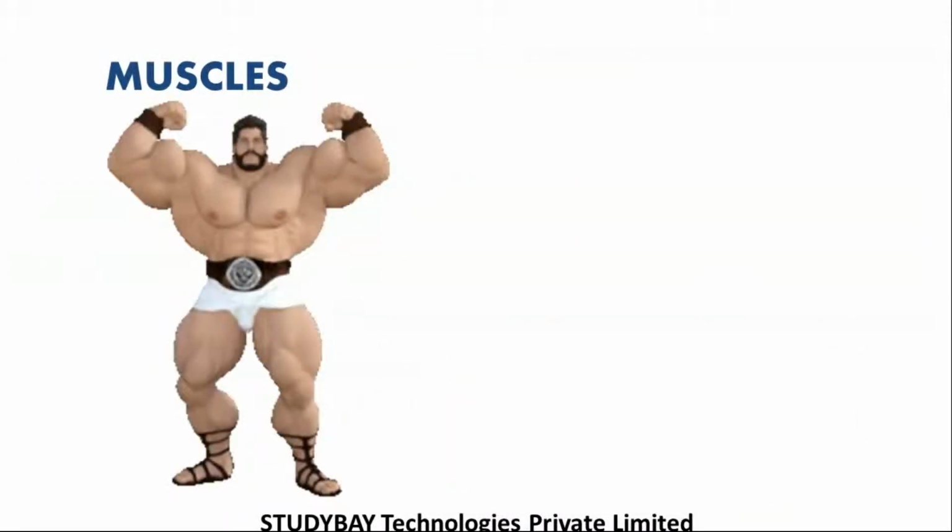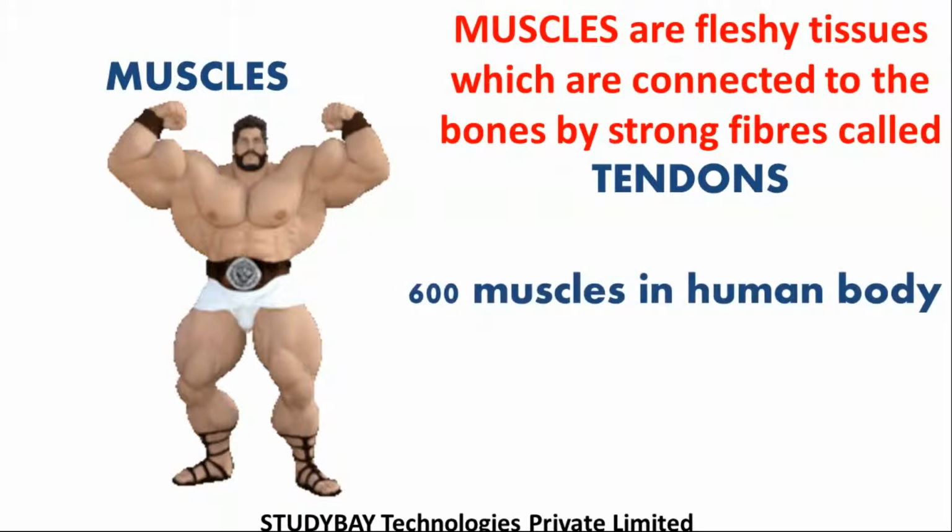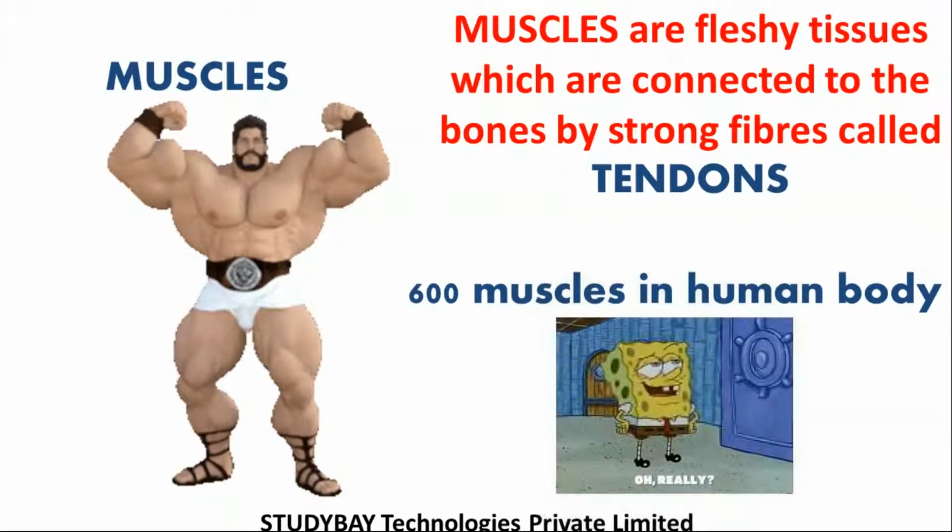Now we have muscles. You can see here. These are nothing but fleshy tissues which are connected to the bones by strong fibers called tendons. There are a total of 600 muscles in a human body. Yes, it's absolutely right.